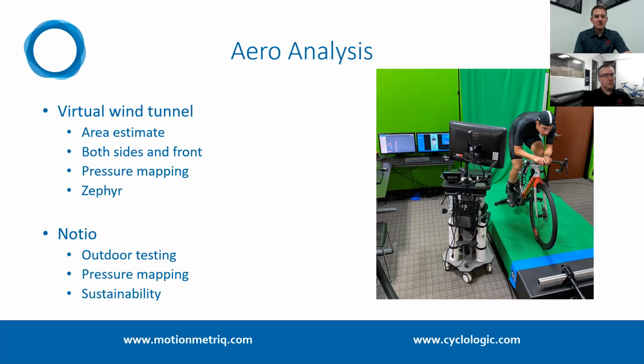Notio is something that we're keen to work with. So that allows for outdoor testing. It's a little sensor that sits on the front of the bike. We can do that in the real world. We can go up and down a fairly flat road. We can even, with the GBMI system, sit in a car behind and gather live pressure mapping data alongside live drag data. So that allows us to test sustainability of these aero positions.